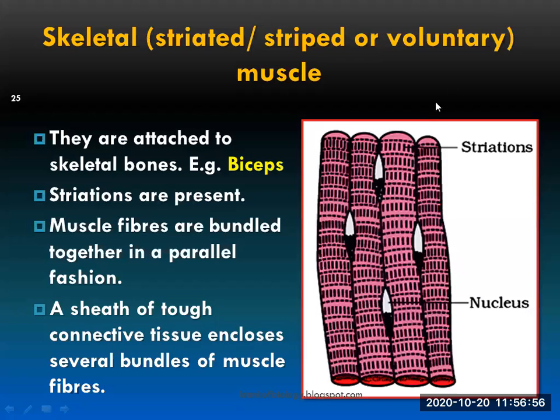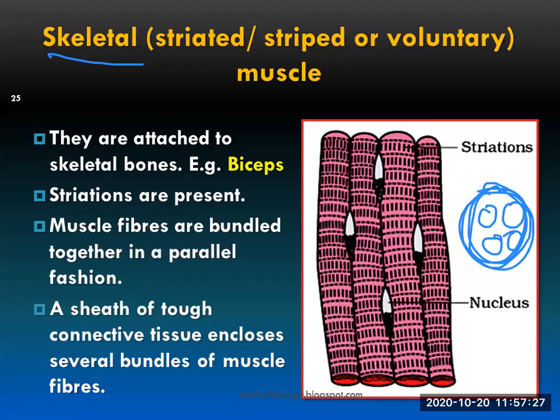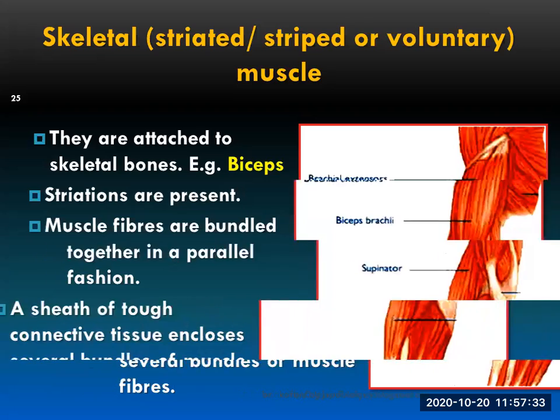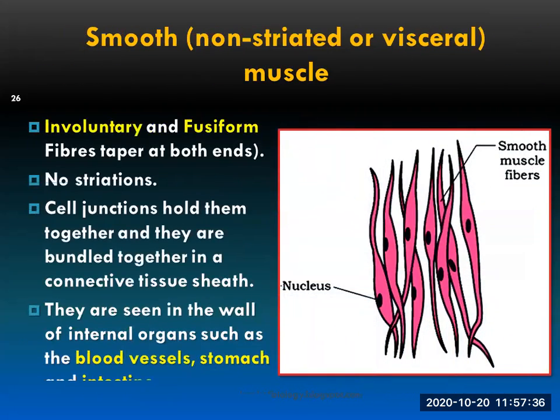The skeletal muscle: striated or striped or voluntary. They are attached to the skeletal bones, for example, biceps. Striations are present. You can see in the diagram. Muscle fibers are bundled together in a parallel fashion. A sheath of tough connective tissue encloses the several bundles of muscle fibers. We call it epimysium. Muscles arranged in the form of bundles is a property of skeletal muscle. All the bundles are surrounded by an irregular dense fibrous connective tissue sheath. We call it epimysium. That we'll discuss in the musculoskeletal system.